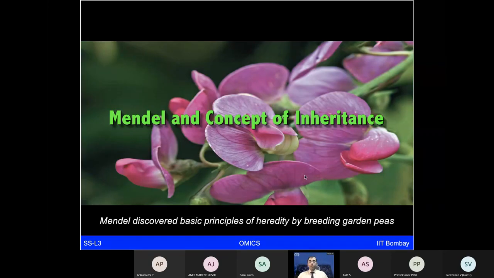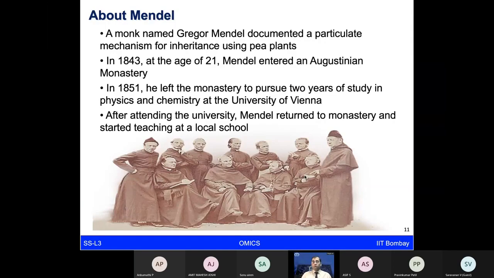So Mendel was not a scientist by profession, but he was studying these garden peas out of curiosity, looking at what kind of behavior they show from one generation to the next. He was actually a monk in 1843, and he was more interested in physics and mathematics. After studying in Vienna, he came back and started working in this monastery, where he was growing pea plants in his garden, and he chose the pea plant because it has various characteristics.